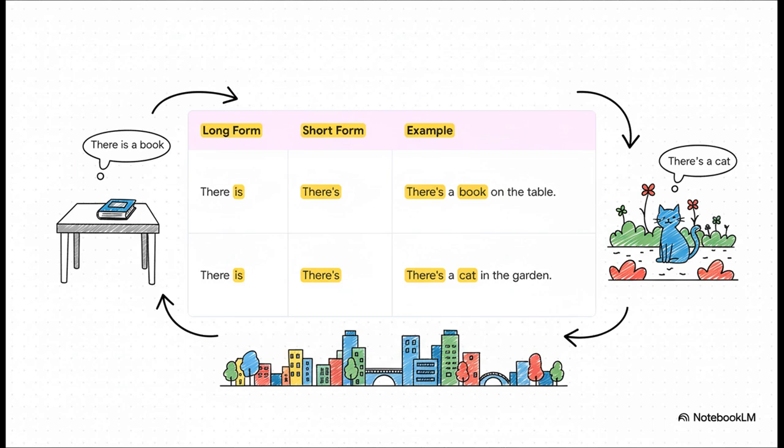Okay, so for a single item, just one, we use there is. But here's the real pro tip. In everyday conversation, you will almost always hear the short version, there's. So instead of saying, there is a book on the table, you'll just hear, there's a book on the table. It's just faster, smoother, and way more common.